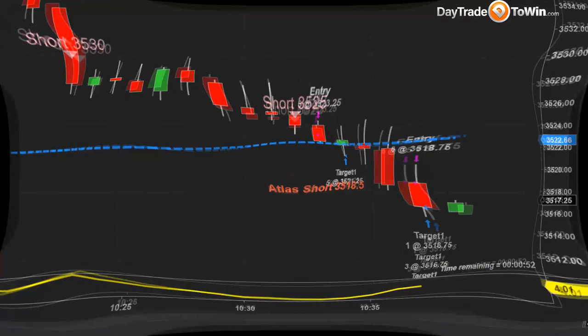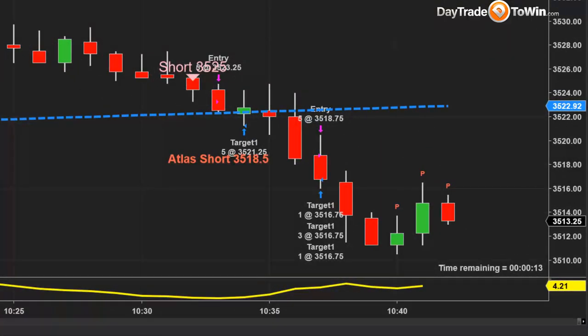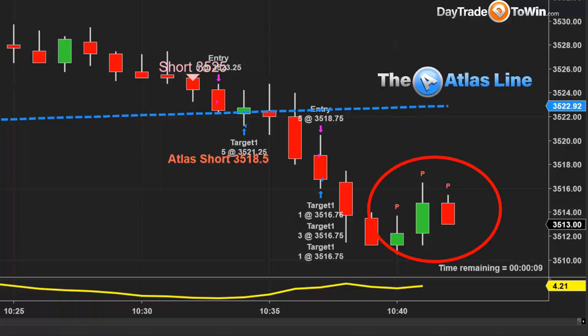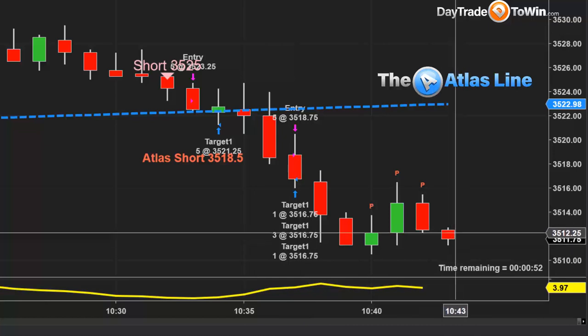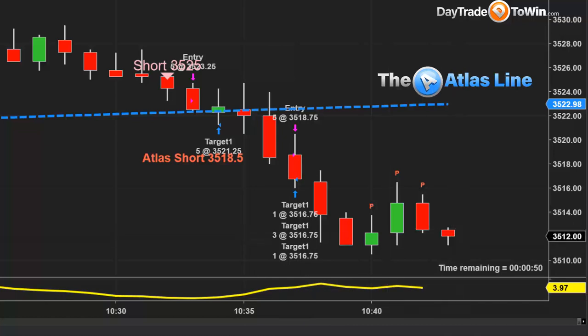Let's take a look at one more trade. This is the pullback trade on the Atlas line, as you can see with those P's. So what this is saying is that the market's pulling back, and my goal is now to take a new trade in continuation as the market goes lower. I wait until the candle closes. The candle has closed. It's official. I'm going short on a pullback trade based on the Atlas line software. That's what the P's are indicating.